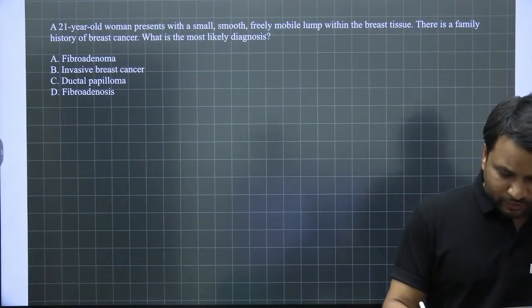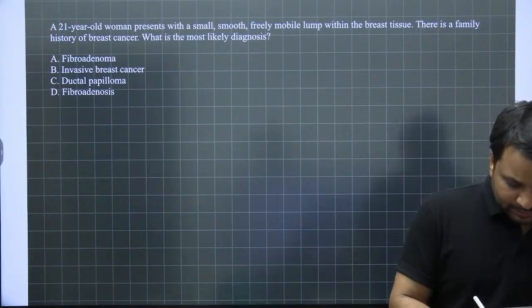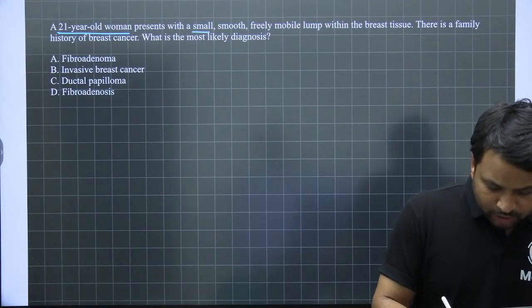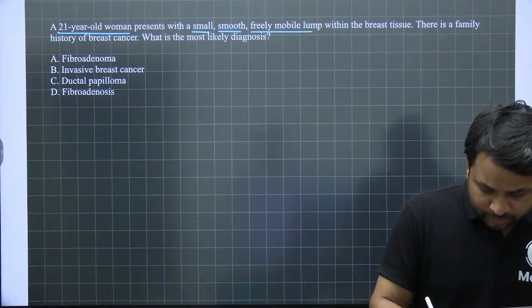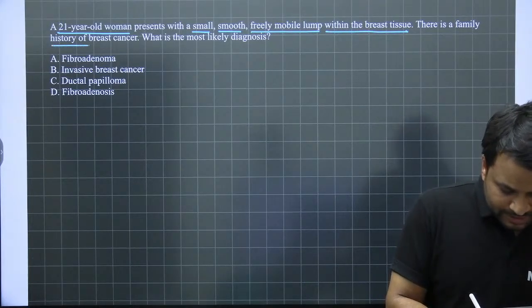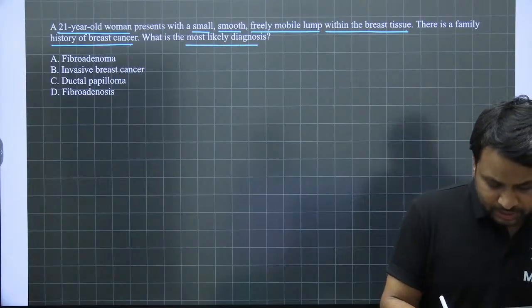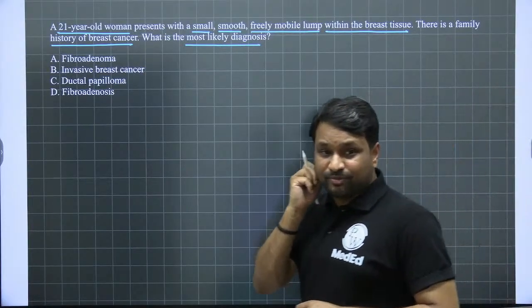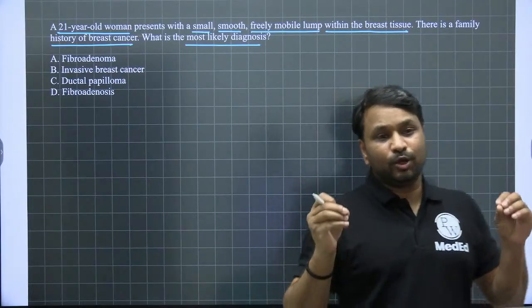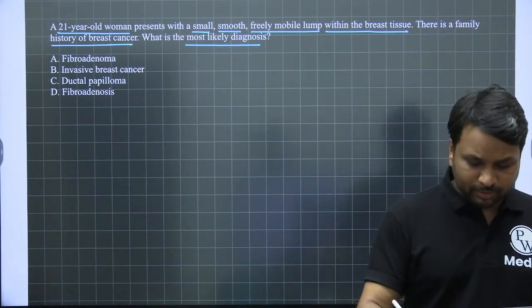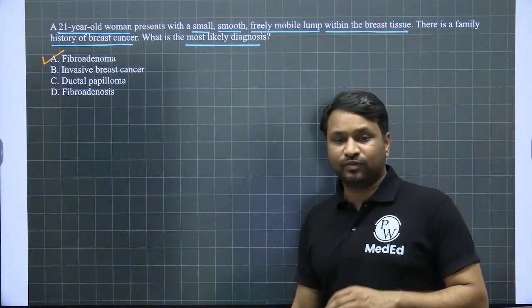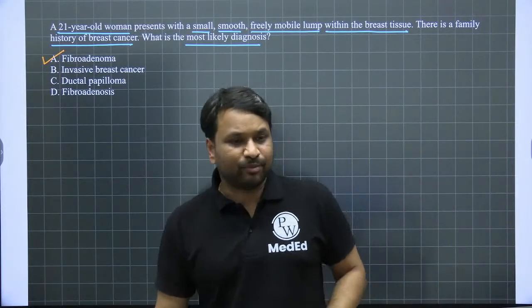Now, this is a straightforward question. Most of you will be able to answer it. I have a young female, a 21-year-old female. There is going to be a small, smooth, freely mobile lump within the breast tissue. There's a family history of breast cancer. Okay, what is the most likely diagnosis? Even if there's a family history of breast cancer, it does not rule out fibroadenoma. A young female with a hypermobile mass or a hypermobile lump goes in favor of fibroadenoma of the breast. It is going to be fibroadenoma of the breast.